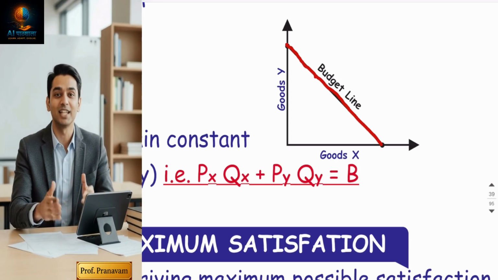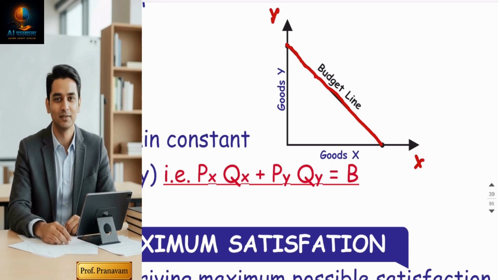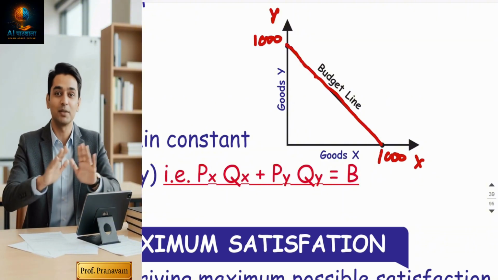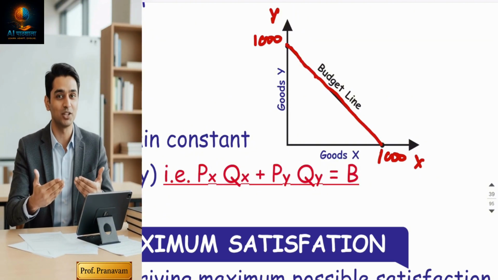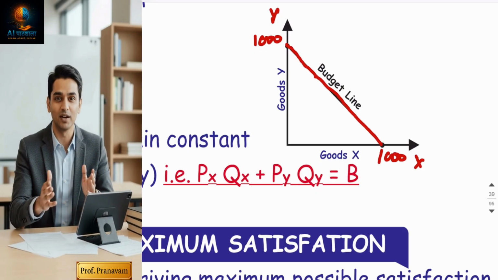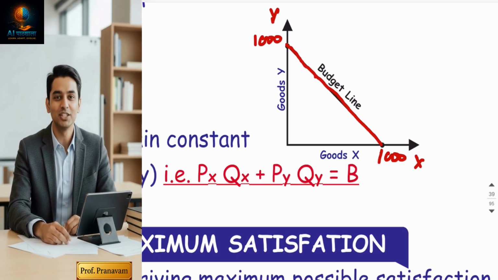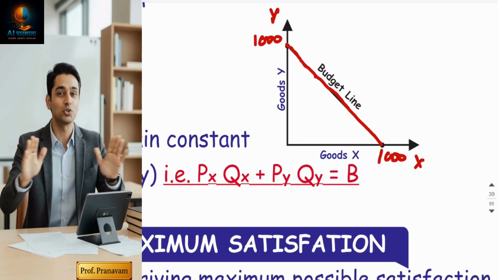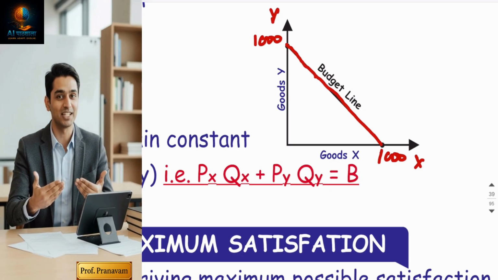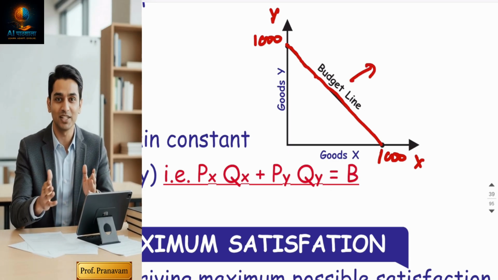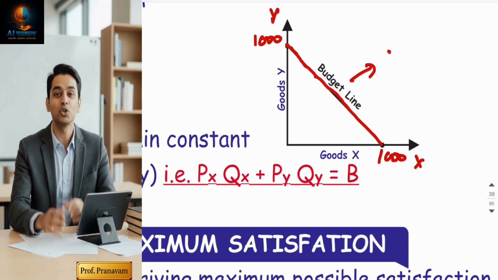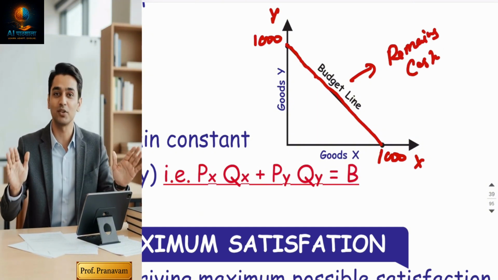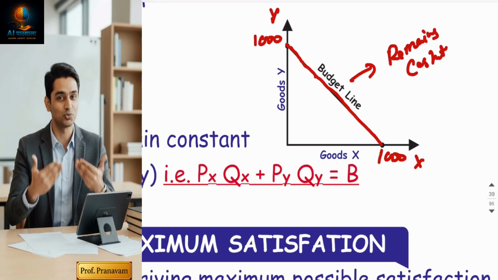It will be touching both the y-axis and the x-axis. Why? Because suppose my budget is 1000 rupees, in this budget I have to purchase both good X and good Y. So my budget line should touch the good Y axis and the good X axis. So the budget line is downward sloping. Now the assumption is that the budget line should remain constant, meaning by analysis, your budget neither should increase nor decrease.